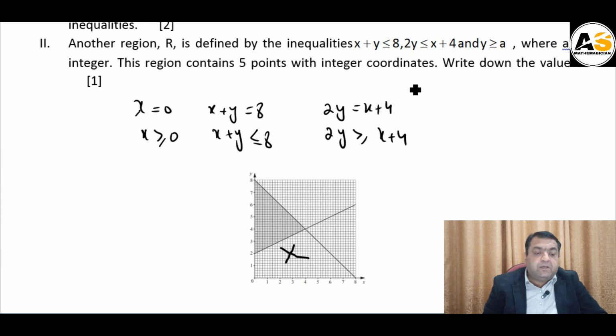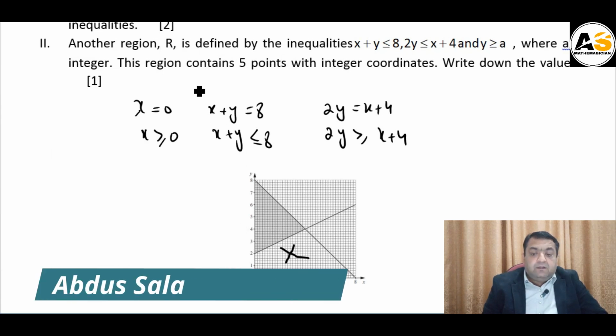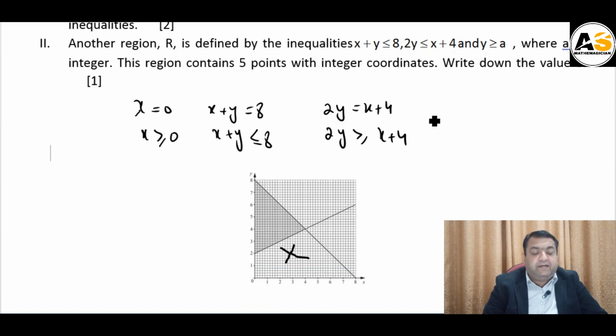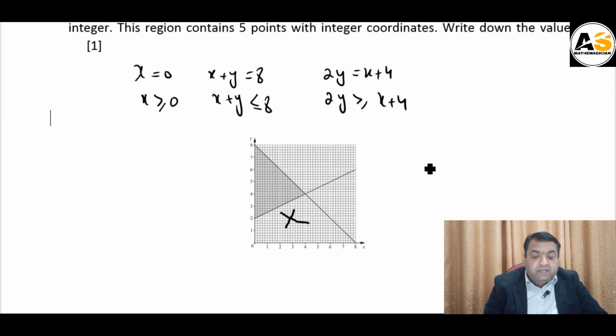This region. And y is greater than a, some constant a. This a can be 1, a can be 2. If a is 4, this will be an empty region. This region contains 5 points with integer coordinates. Write down the value of a.